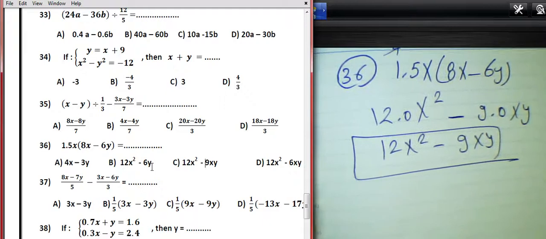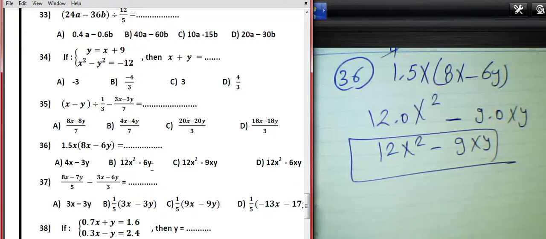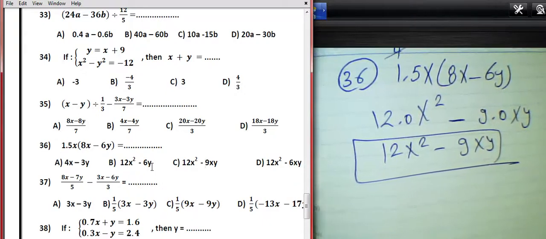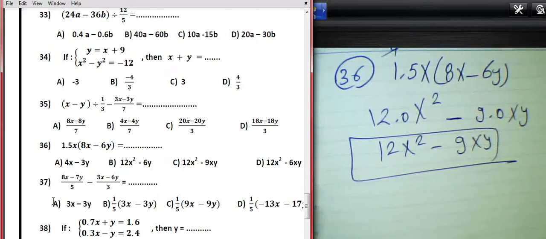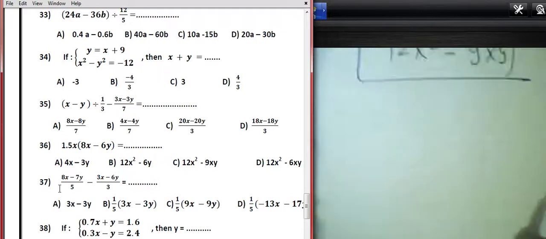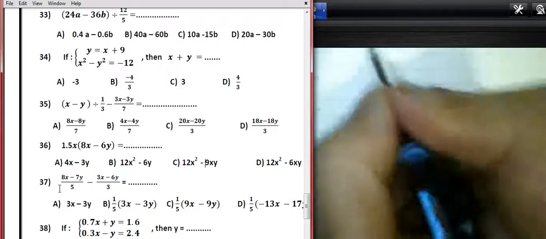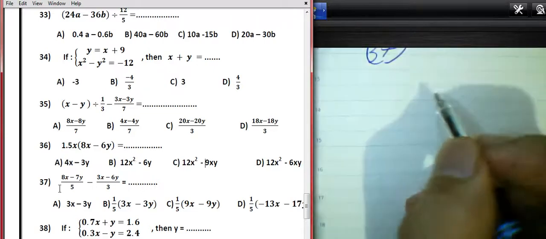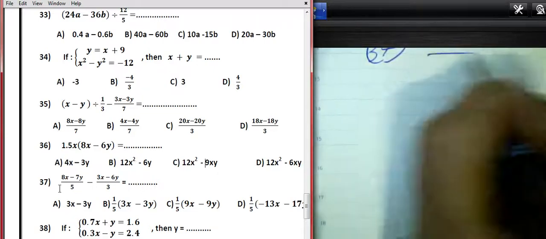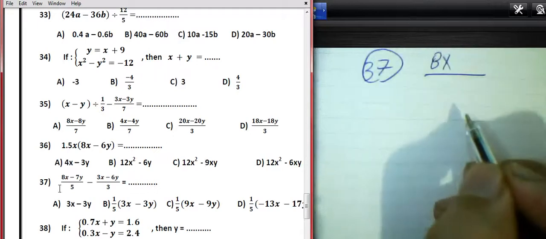So the result will be 12x² subtract 9xy. The result will be letter C for question 36. And what about question 37? Look with me here, 37. He gave us this example. Look with me and write with your pen.